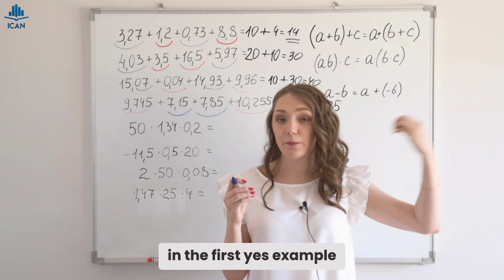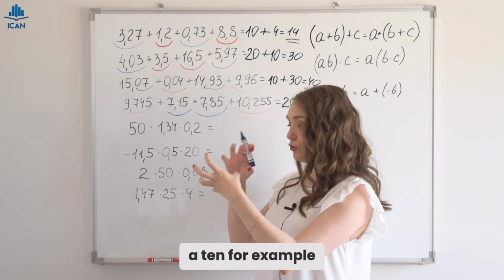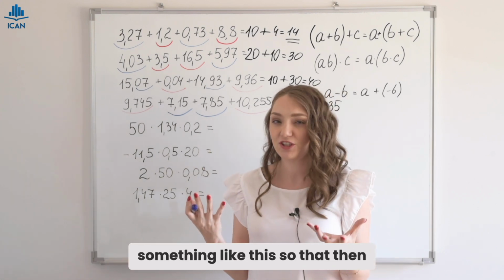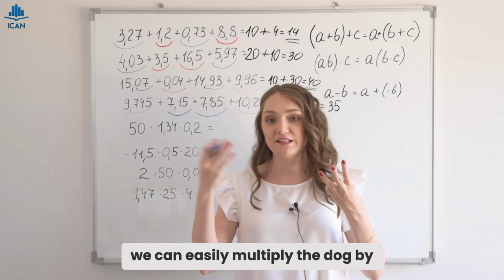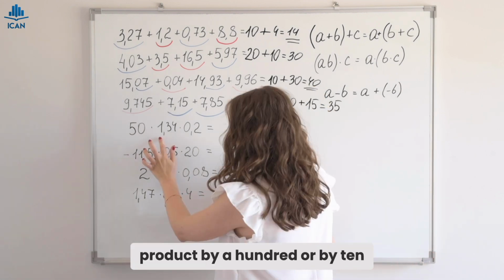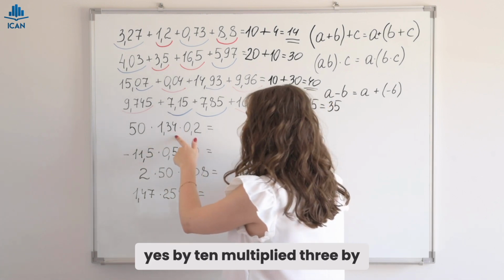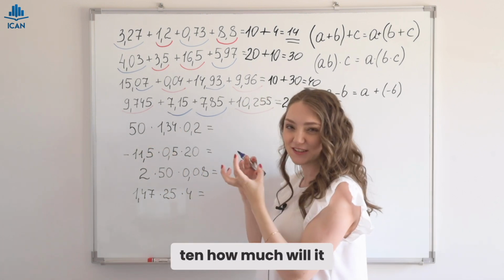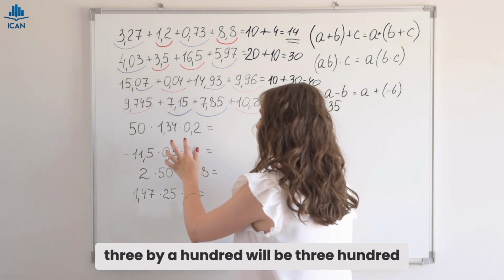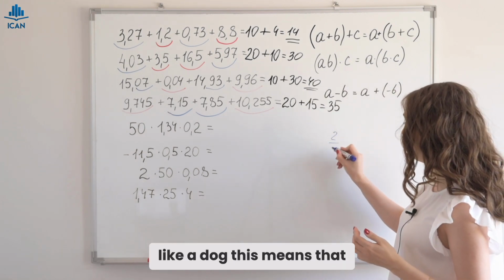In the first example, these 2 cats we should turn into a 10, for example, or into 100. So that then we can easily multiply the dog by it. Multiplying this product by 100 or by 10 is much easier. Multiplied 3 by 10, how much will it be? 30. Multiplied 3 by 100 will be 300.